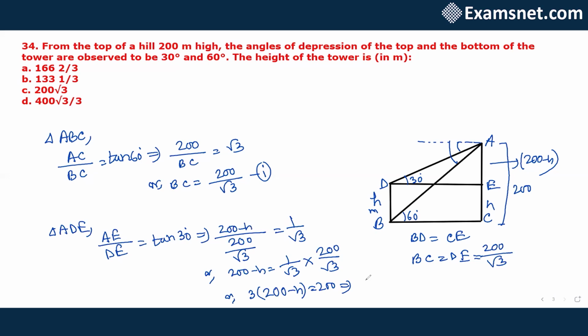So 600 minus 200 equals 3h, or 3h equals 400. That means h equals 400 by 3. If we convert it into a mixed fraction, we will get the value as 133 and 1/3 meter. So 133 whole 1/3 meter is the correct answer. That's the height of the tower.